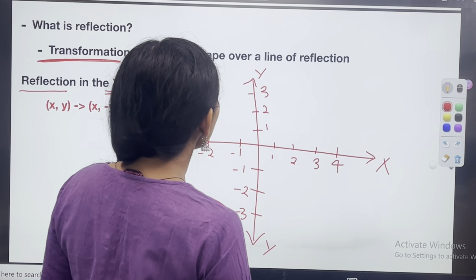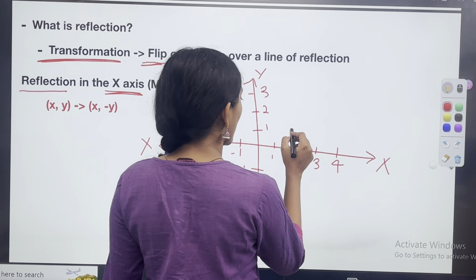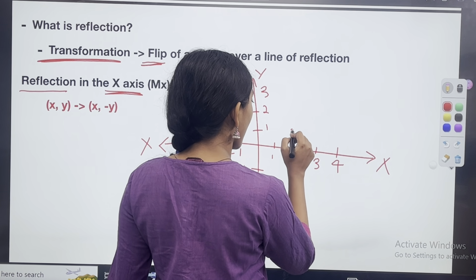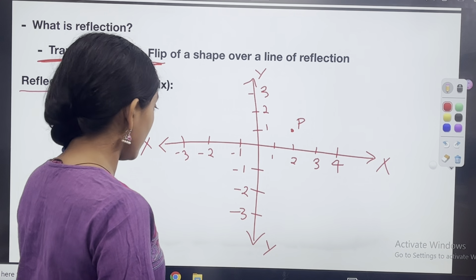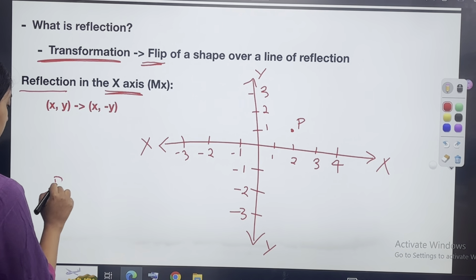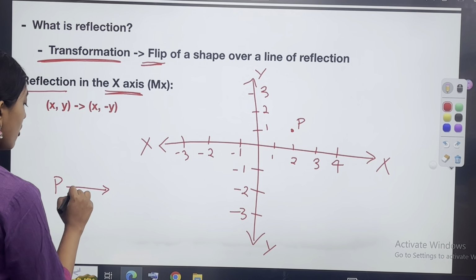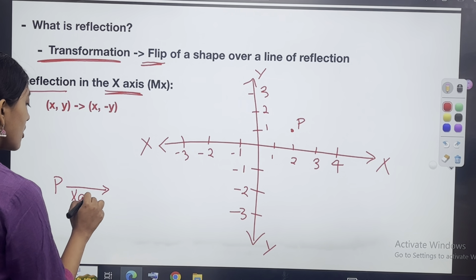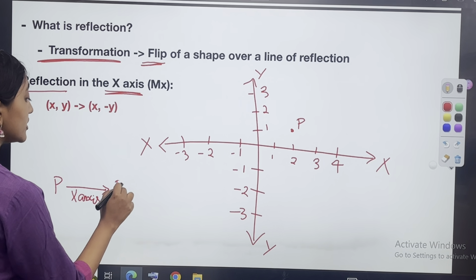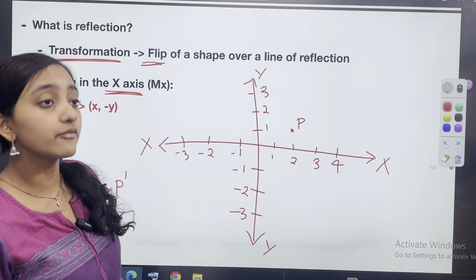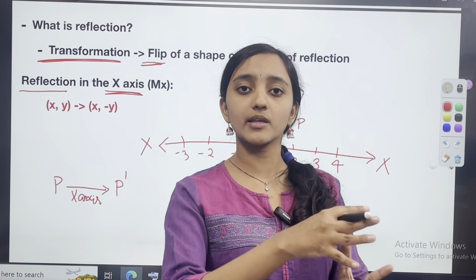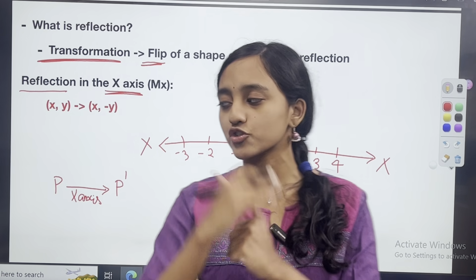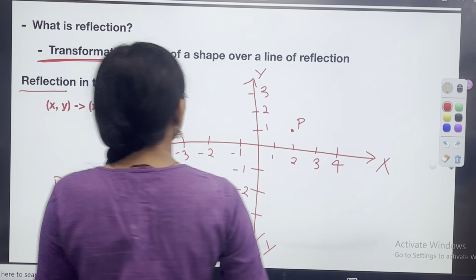Okay, so for example, I have a point which is kept here, and I am naming this point as P, and I am asking you, when this particular point P is reflected along the x-axis, what happens to the point? The new point is always called, when a reflection happens, the new point is called P dash. If P is the point, P dash is the reflected point.